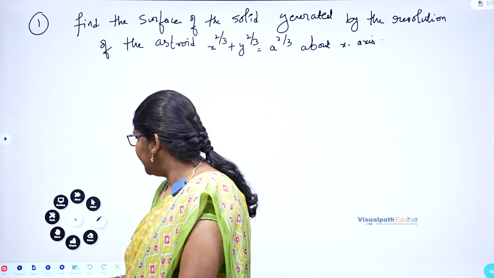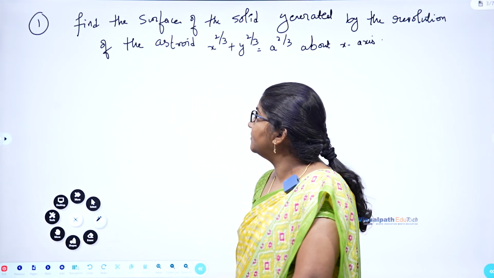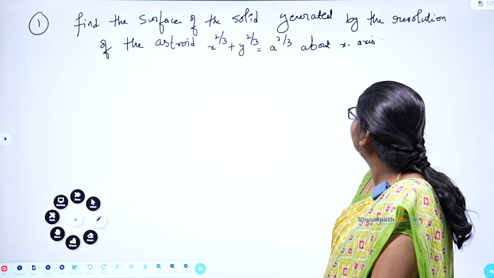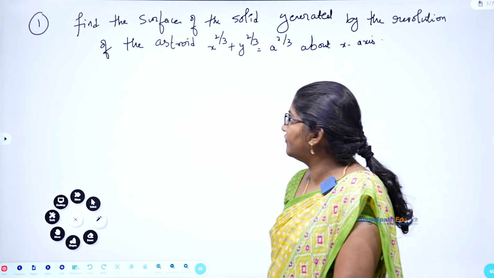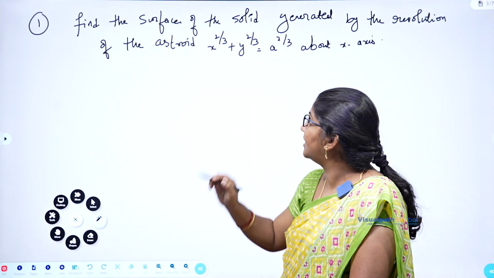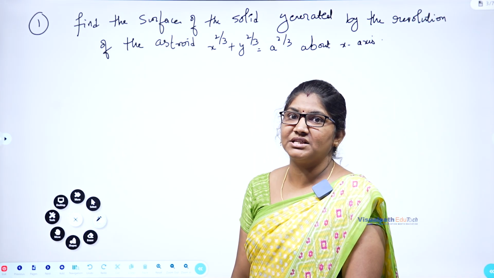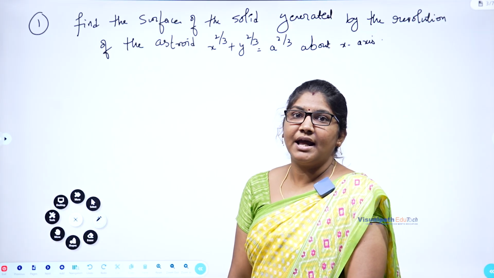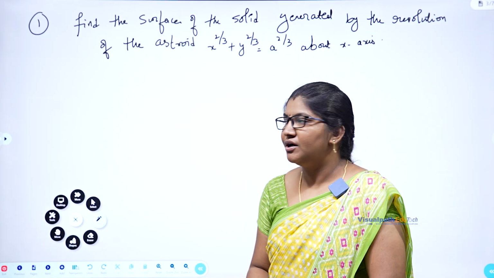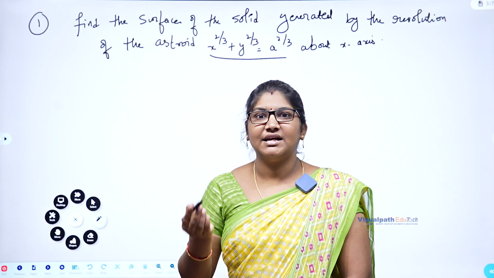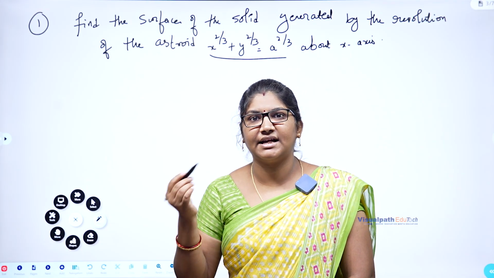Now we will see the first problem, a very important problem. Find the surface of the solid generated by revolution of the asteroid x power 2 by 3 plus y power 2 by 3 is equal to a power 2 by 3 about the x axis. What is the given curve? The given curve is in terms of x and y.